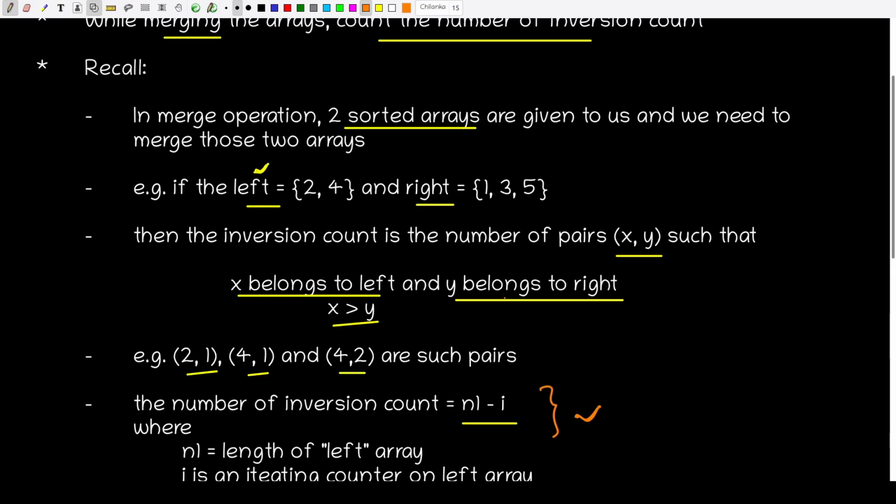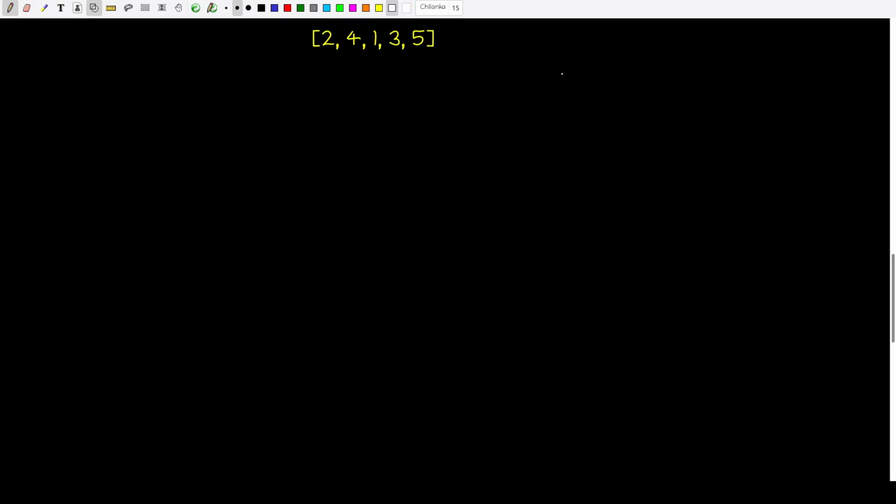Now let us take an example to understand it completely. So to solve this problem, let us say this is the array which is given to us and we want to compute inversion count. For this, we are going to perform merge sort operation. As we know, in the merge sort operation, first we divide the array into its fundamental units. So let us do that.